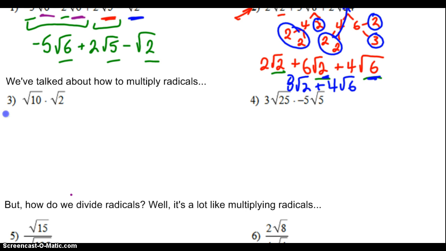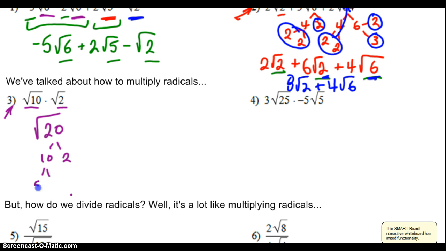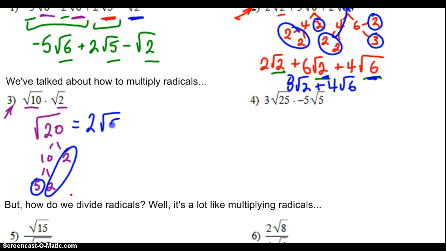Let's look at number 3. Remember, multiply the inside of the radical together, multiply the outsides of the radical together separately. So we've got radical 10 times radical 2. That's going to be radical 20, square root of 20. And now we can simplify it. 20 breaks down into 10 and 2. 10 breaks down into 5 and 2. Looks like we've got a pair of 2's and a lonely 5. So the square root of 20, that's going to be 2 radical 5.